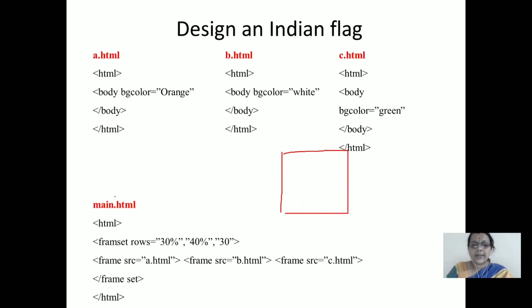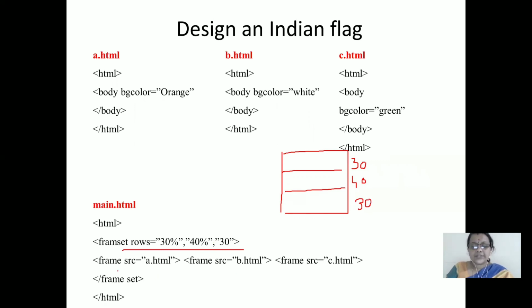So here what I did, this is my main HTML. Here I divided my window as three rows. So row 1, row 2 and row 3. What is the percentage? The first one I have given as 30%, and the second frame I gave as 40%, and the third one I gave as 30. Like this I made three rows.